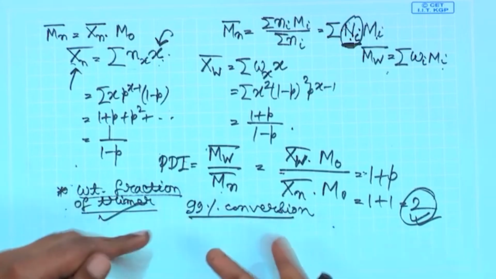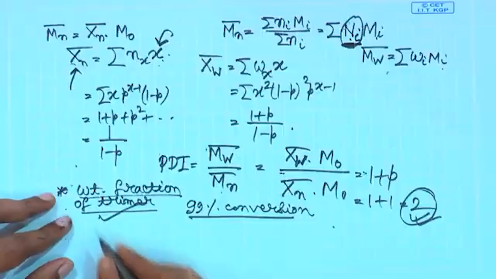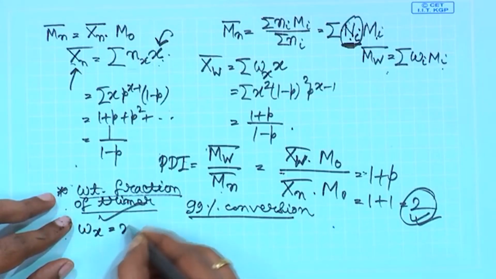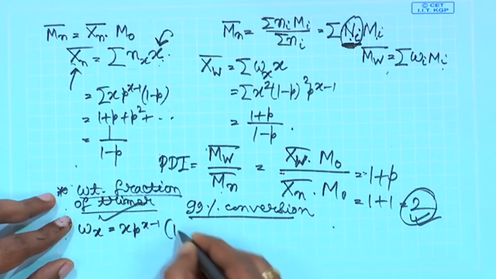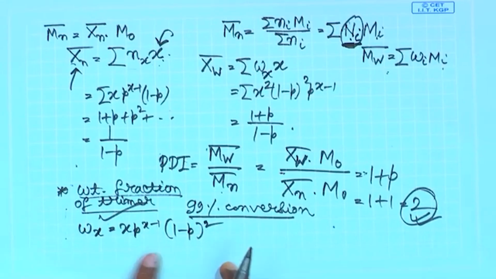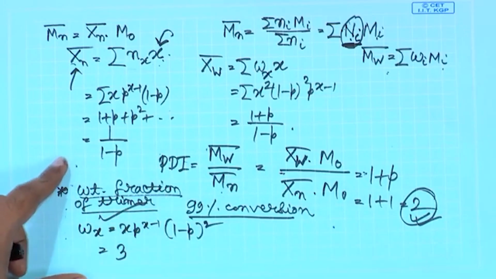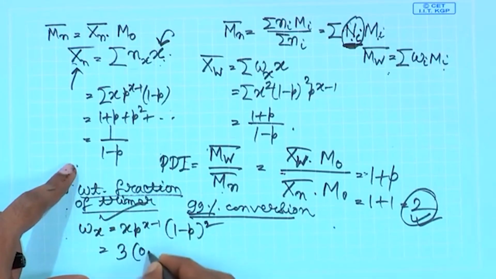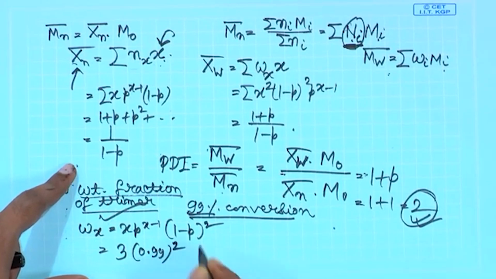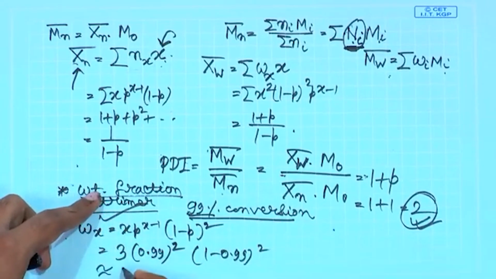I mean, these are the utilities. You have done the reaction to a certain extent, and then you want to find out what is the weight fraction of different species. You can find out using some of these equations. So, what is the equation for weight fraction? Wx equals x into p to the power x minus 1 into 1 minus p whole square. So, this is the expression, and you are looking for trimer. So, your x is 3 and your p is 0.99. So, it is 0.99 square into 1 minus 0.99 square, and it will be approximately 2.